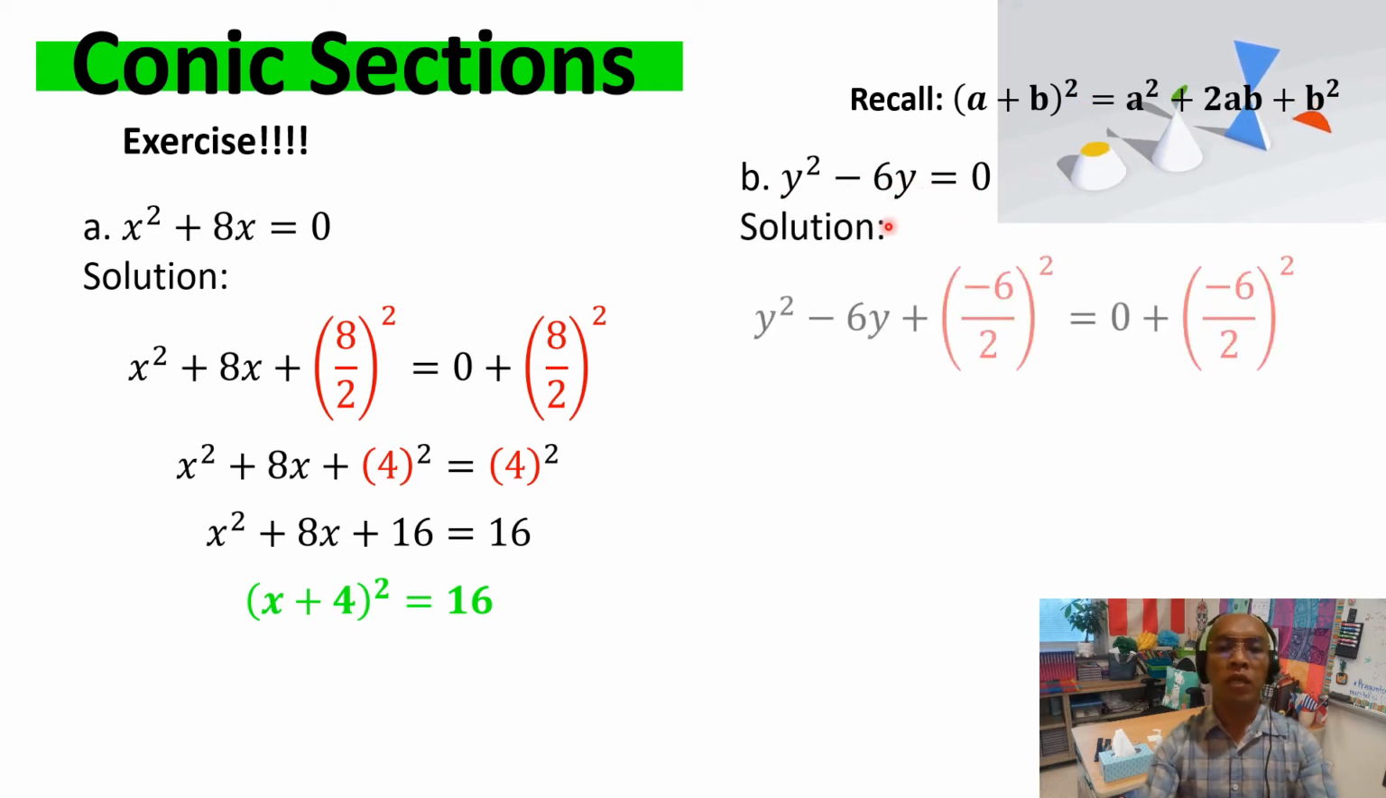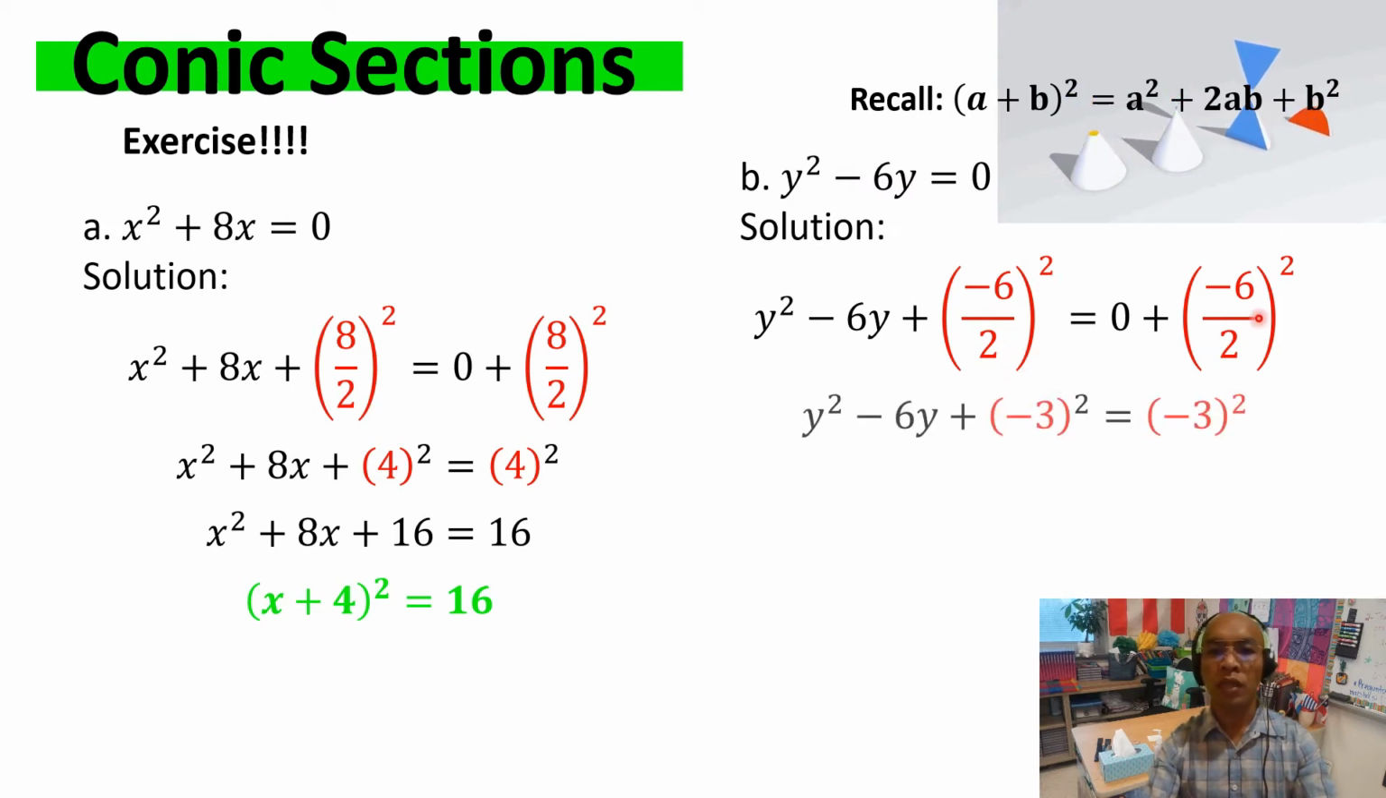So our b is equal to negative 6. So we just copy y squared. We just copy negative 6y. We will add the half of b being squared. So our b is negative 6 divided by 2 to get the half, then quantity squared. Add the same expression at the right.